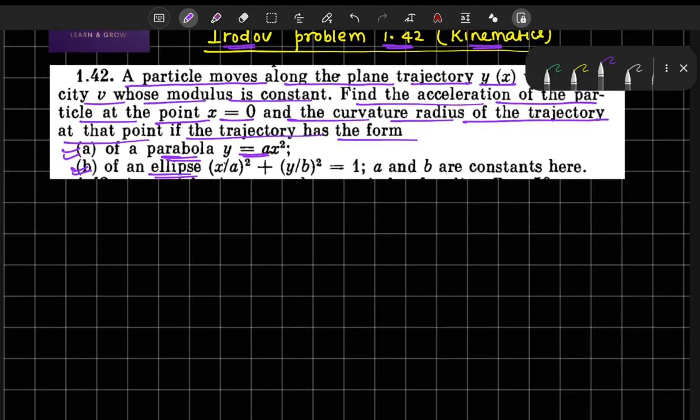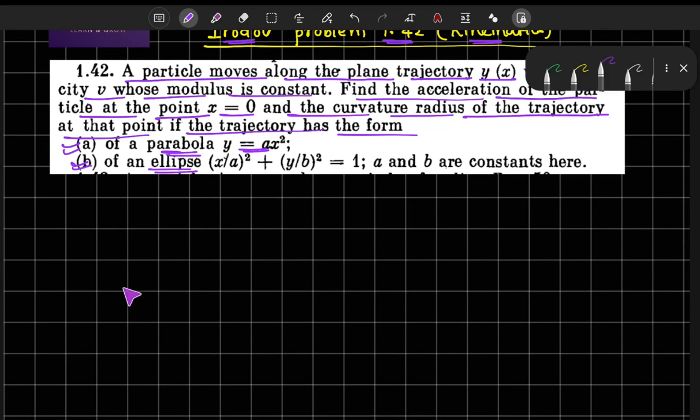ellipse. Okay, so let us say that this is the x-axis and y-axis in the xy plane, and the point in this particular plane in which the particle is moving according to the trajectory, that is parabola and ellipse. Let us say the point is x comma y, and this is the radius vector. So the radius vector we can write as x i cap plus y j cap. Okay, and we have to find out the acceleration.